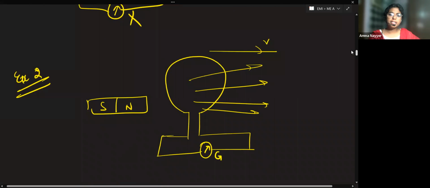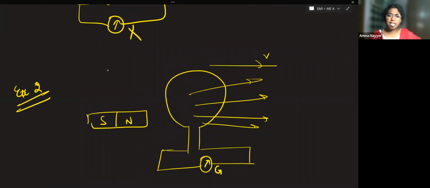Then the second experiment: in this experiment, Faraday moved the coil. In the earlier first experiment, the coil was stationary and the bar magnet was moving. Now the bar magnet is kept stationary and the coil is moving. Deflection in the galvanometer was still observed.